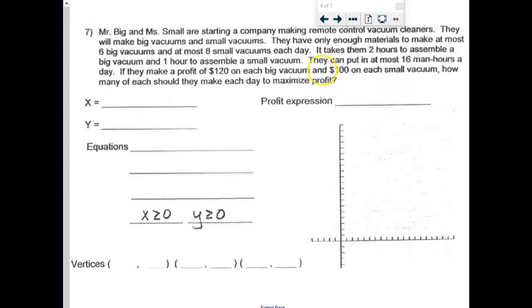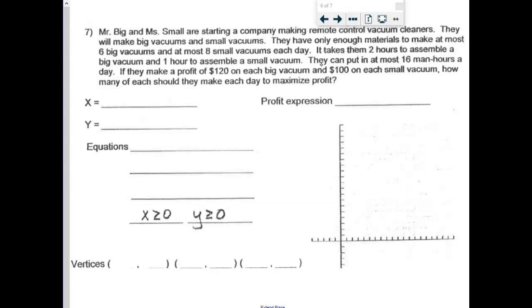Anywho, Mr. Big and Miss Smalls. Why can't she be Miss Big? This is sexist. I don't like this. All right. She's starting a company. Didn't you write this? I didn't write this. This was written in like the 90s. I wasn't even a student here yet. I could tell from the text. That font, that's not even a thing anymore. Remote control vacuum. We got Roombas now, people. We need to update this question.